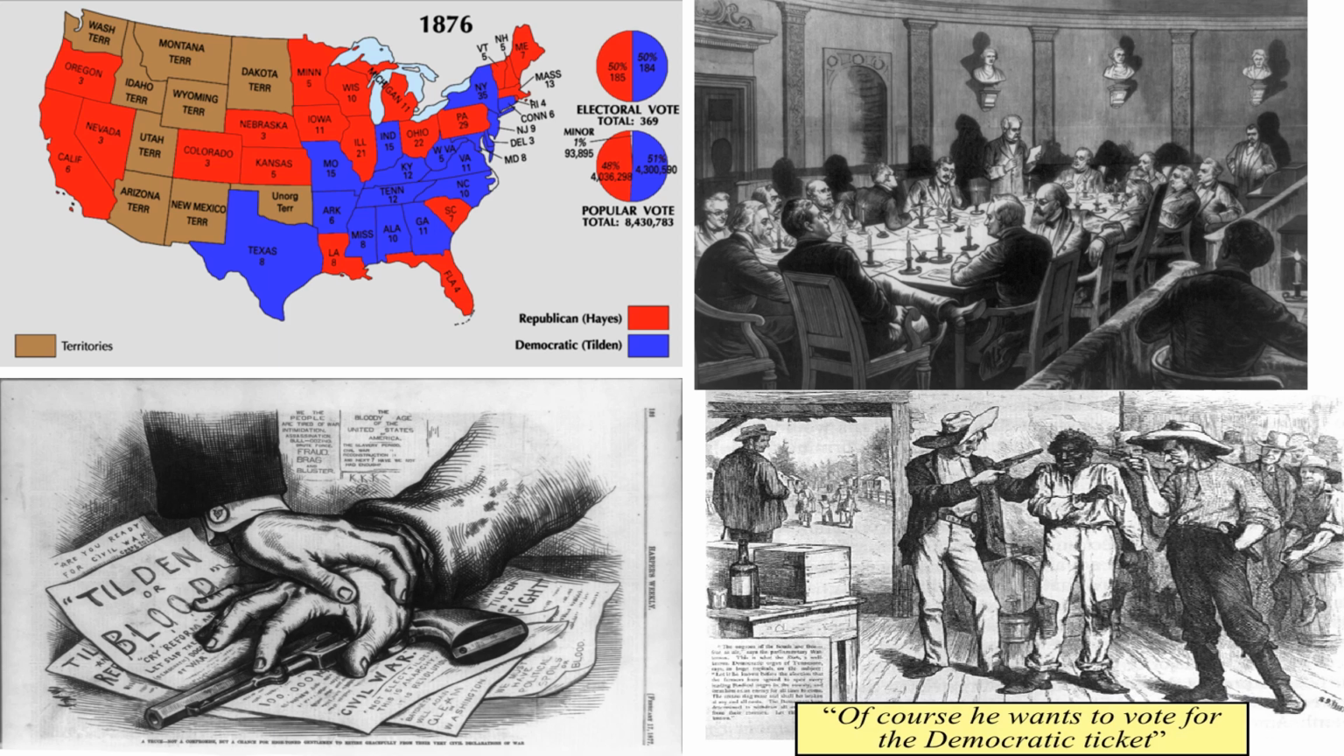Republicans made a deal with the Democrats. If the Democrats agreed to allow Hayes to be elected, then the Republicans would end Reconstruction and allow the Southern Democrats, called Redeemers, to take control of their states. Both parties agreed, Hayes was elected, and the Redeemer Democrats once again had control of the South.